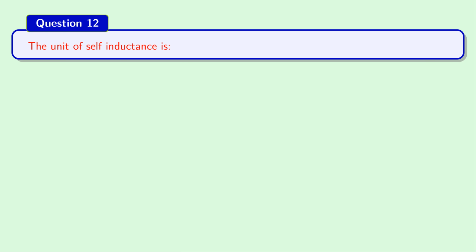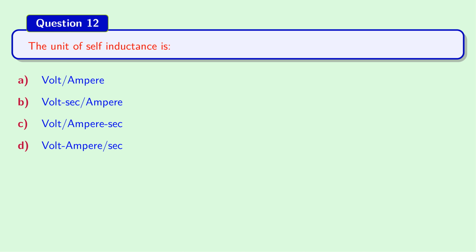Question 12. The unit of self-inductance is. Here are the four options: A. volt per ampere, B. volt second per ampere, C. volt per ampere second, D. volt ampere per second.